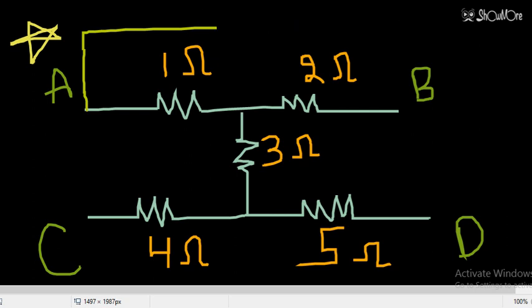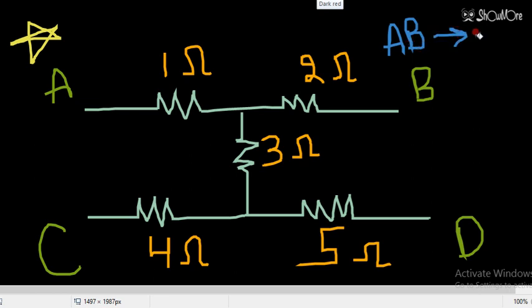So 1 and 2 will be in series. Now you can note down the answer. The answer for resistance between point A and point B is 3 ohm. 1 plus 2, simply 1 ohm and 2 ohm will be in series. So the resistance between point A and B will be 3 ohm.